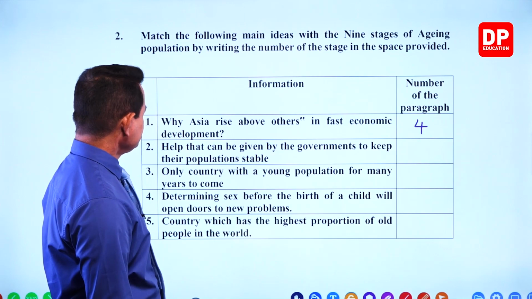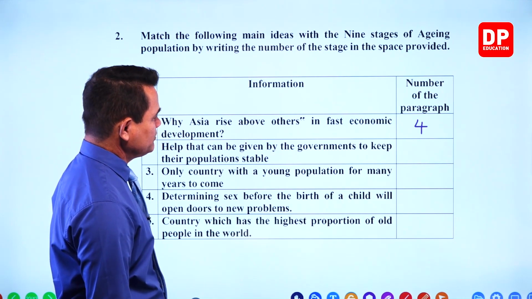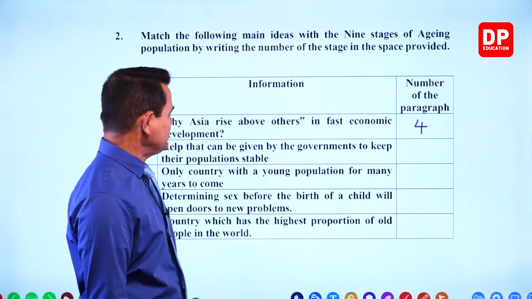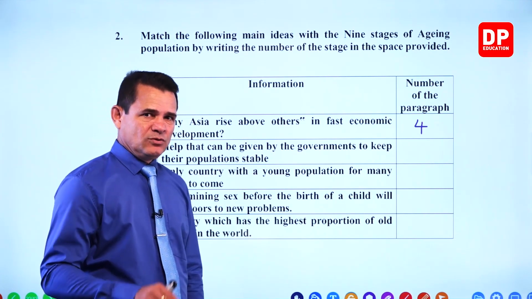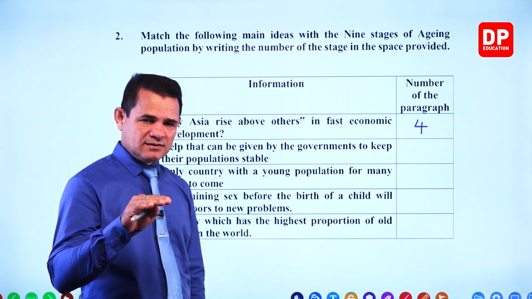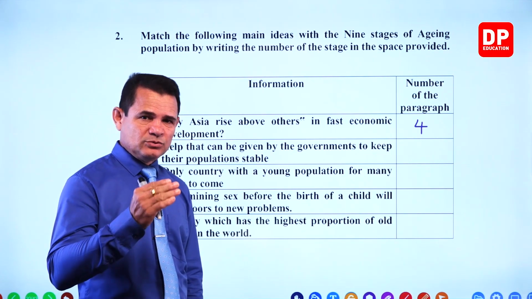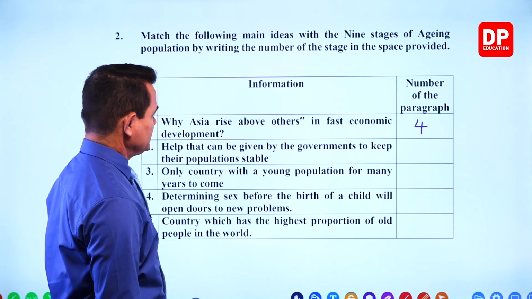Next one: Help that can be given by the governments to keep their population stable. Which paragraph talks about the help that the government can give?